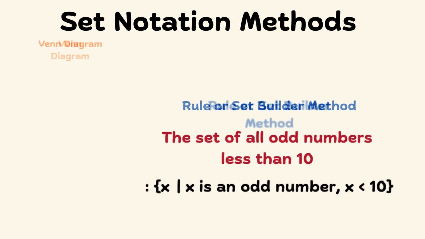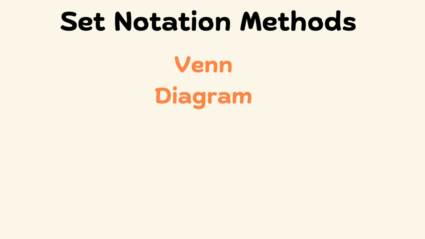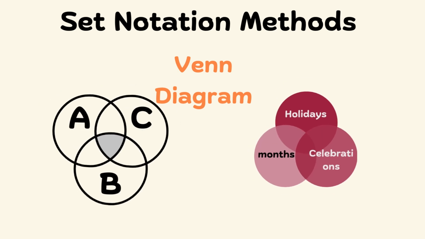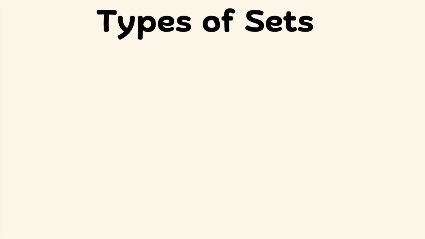And then we have Venn diagrams. Venn diagrams is when we represent sets using circles. So, for example, we can show two circles overlapping for two sets of numbers. Let's talk about the types of sets.